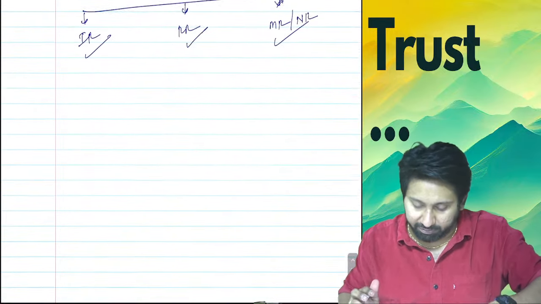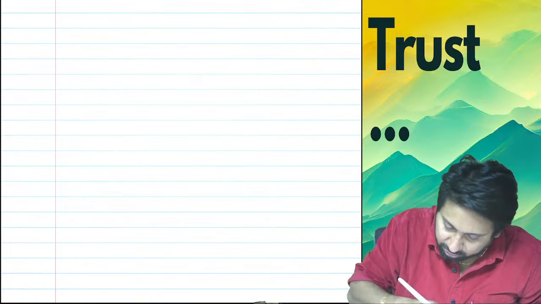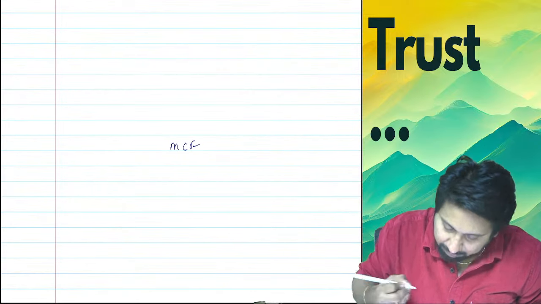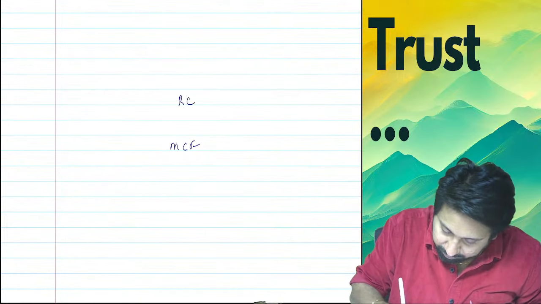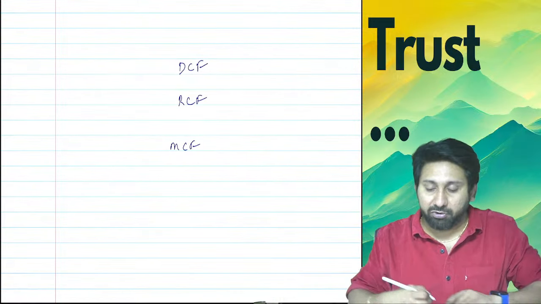I will explain how it will be. See here. There are three cash flows: money cash flow, real cash flow, discounted cash flow.